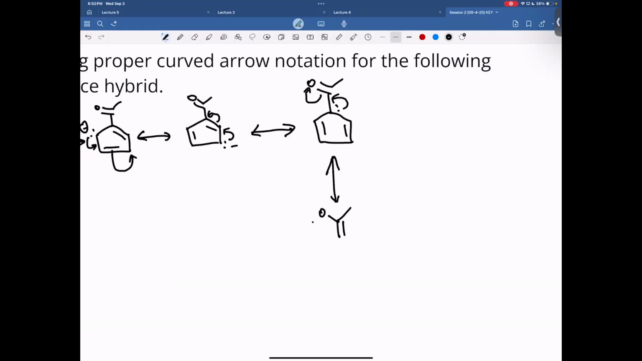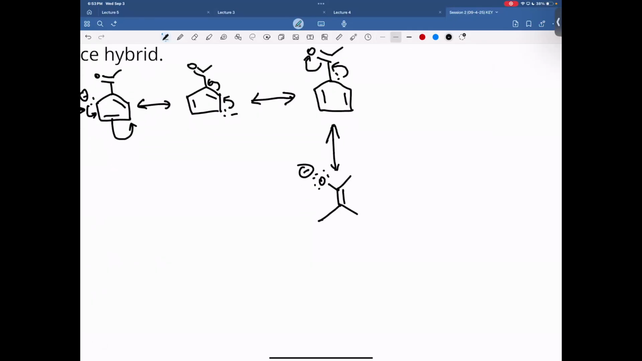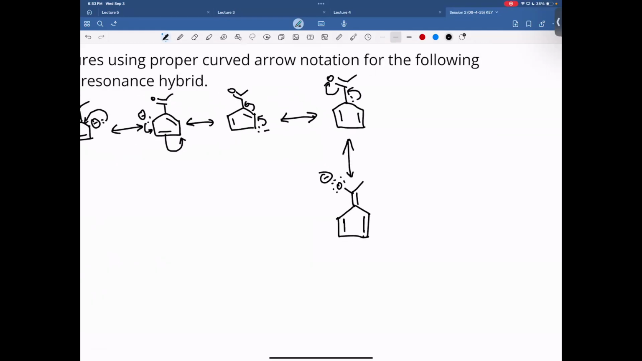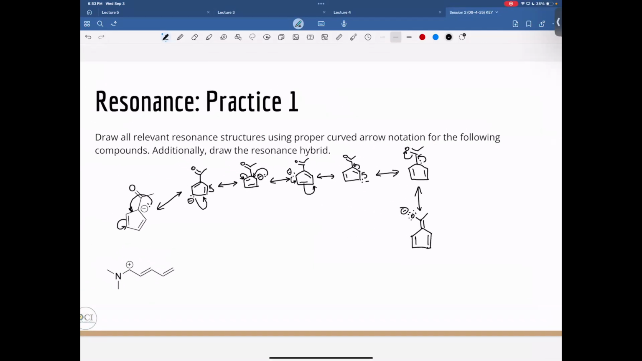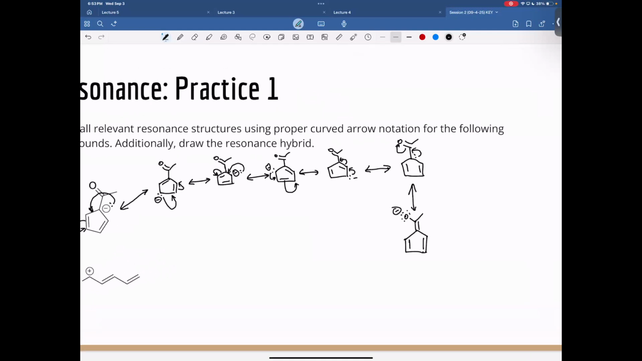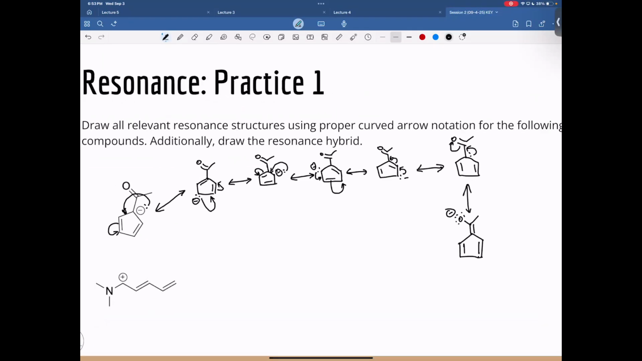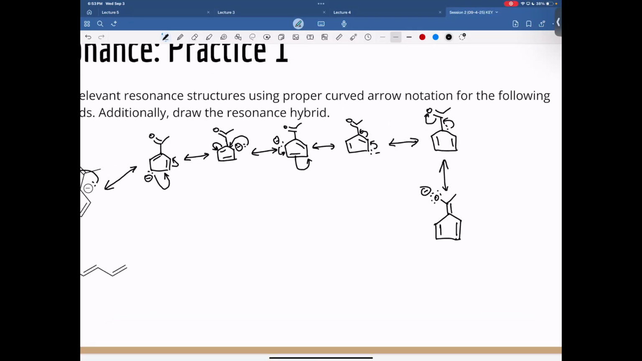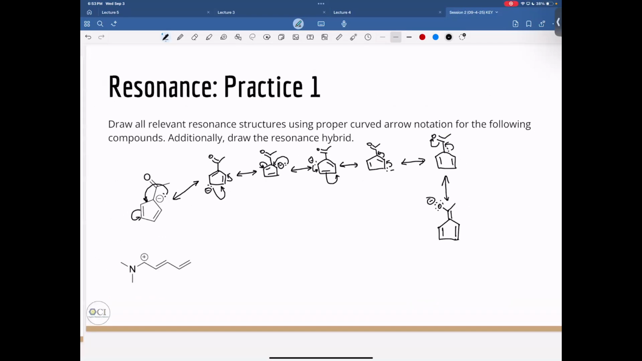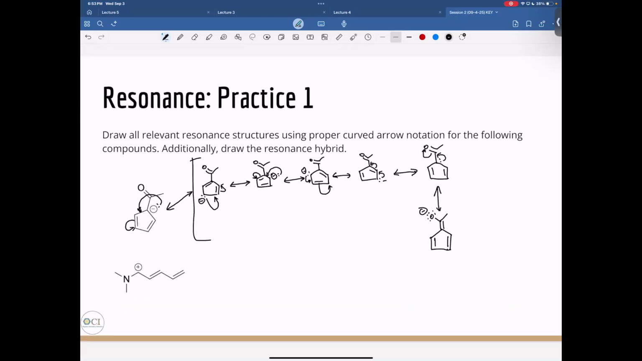Oxygen. So yeah, this would be 5 resonance structures, right? This would be 1, 2, 3, 4, 5 resonance structures. So in this case, we would have 5 other resonance structures we can draw. This includes them all.